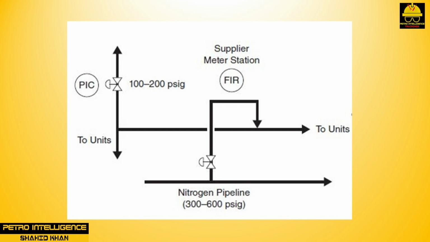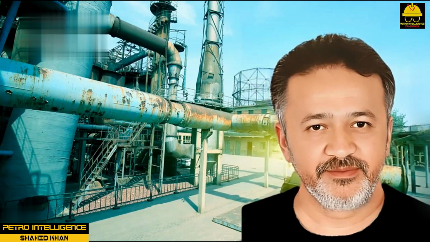High-pressure nitrogen is delivered to the individual units in a plant. The pressure is reduced at each unit to the desired working pressure, which is usually 120 to 150 psi. Nitrogen is used primarily as an inert gas for blanketing vessels and lines or for conveying combustible materials, and sometimes as a backup for instrument air.